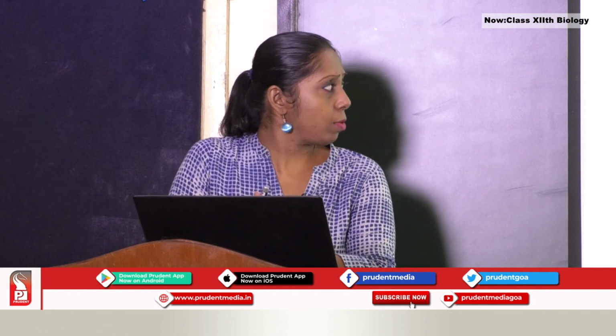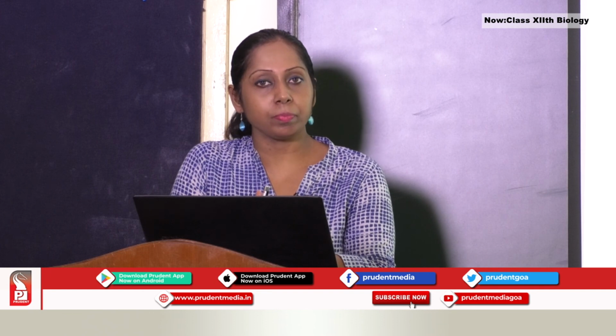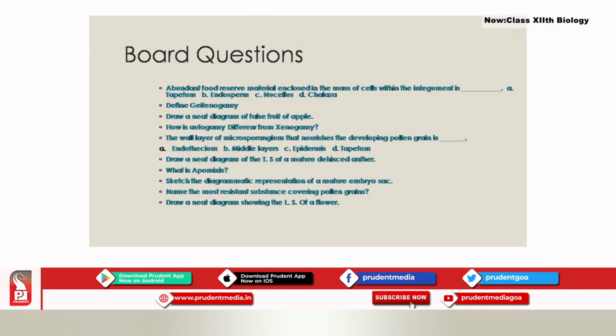Let us go through some of the questions in this chapter. These are all your board questions, students. Let us quickly go through them and see the type of questions usually asked. Abundant food reserve material enclosed in the mass of cells within the integument is dash. What would be your answer? Within the integument: tapetum, endosperm, nucellus, chalaza. Answer is your endosperm.